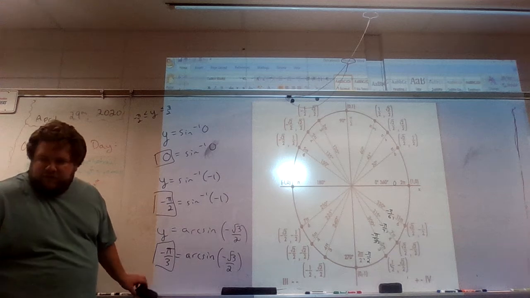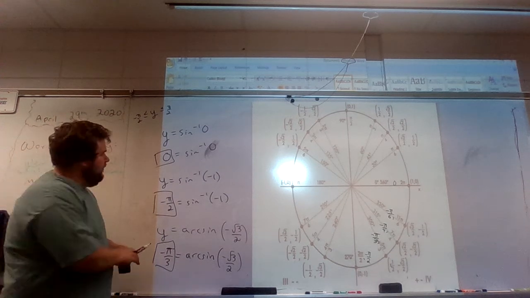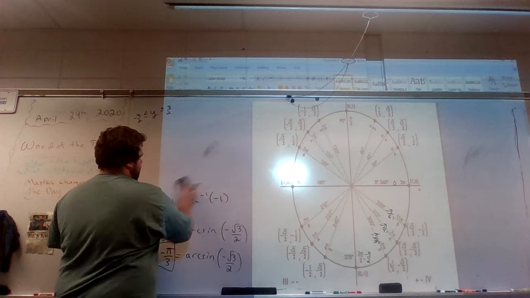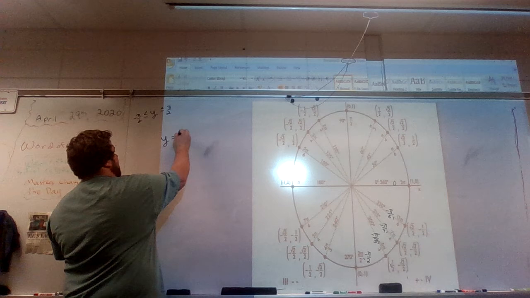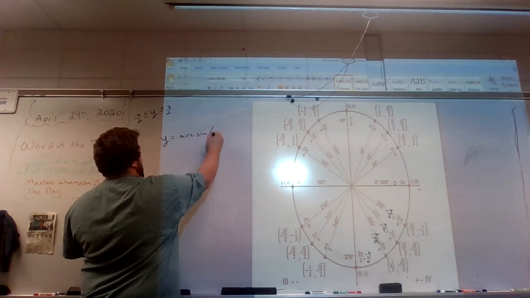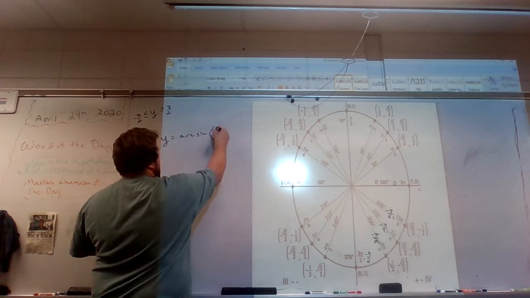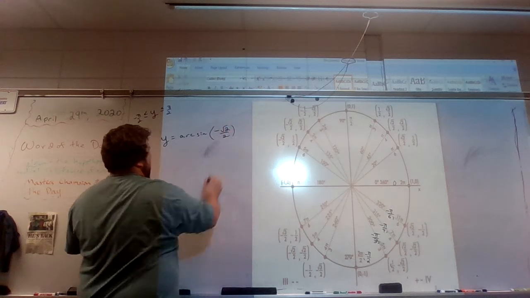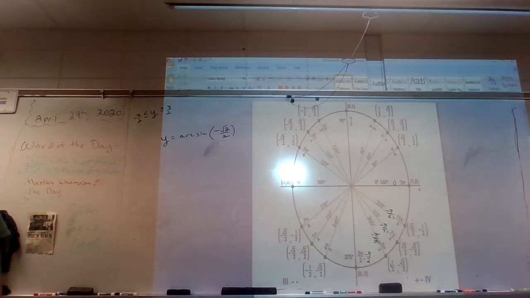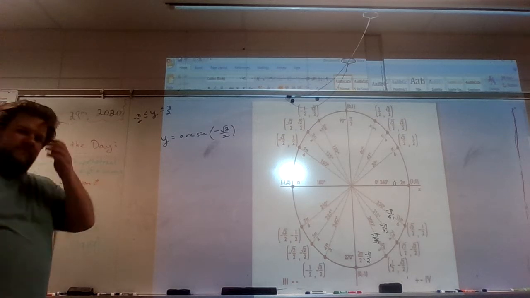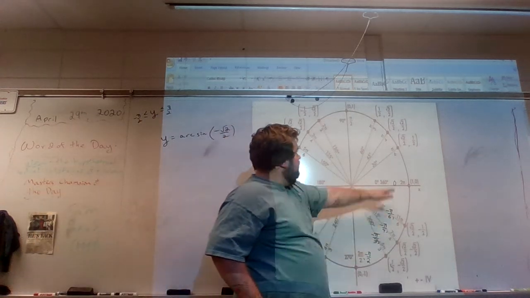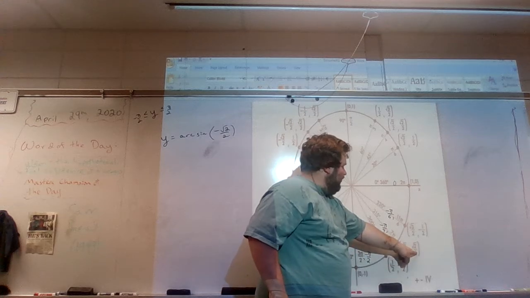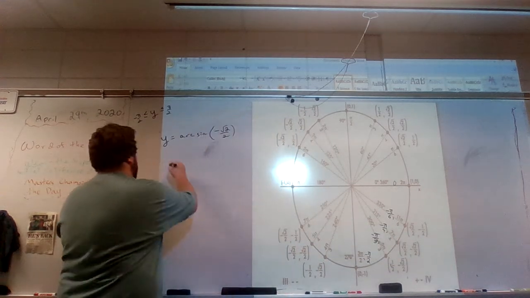Should we look at some more of those? Maybe one more with the arcsine. All right, how about this one? So y equals arcsine of, let's say, negative radical 2 over 2. Write down what you think that one would be. Yeah, so you're thinking of the angle between negative pi over 2 and pi over 2 where the sine is going to be negative radical 2 over 2. That's going to be negative pi over 4.